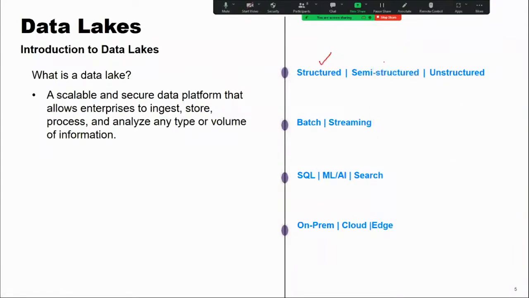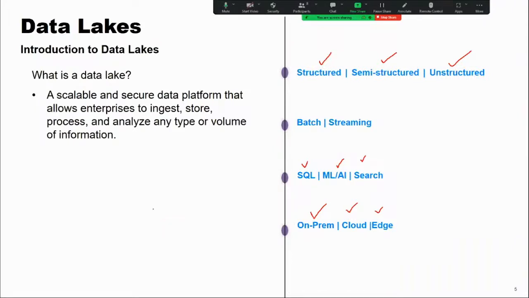We can store structured data, semi-structured data, unstructured data. We can store either batch data or streaming data. It should be able to support SQL, ML, and searching. We can store on-prem data, cloud data, and more. So it is a scalable and secured platform to store the data and retrieve the data for further analysis or processing purposes. So this is what a data lake is, right?